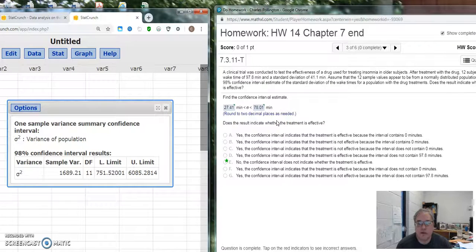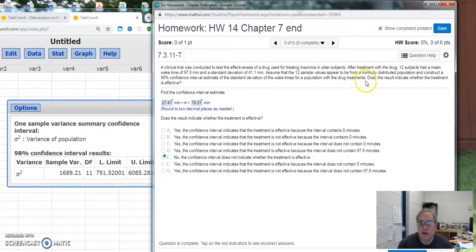Now, next question, looking at this problem, do the results indicate whether the treatment is effective? This is irrelevant. Finding a standard deviation is irrelevant to whether the treatment is effective. I mean, the mean would be what you'd want to look at for wakefulness, not the standard deviation of the mean. So no, the confidence interval does not indicate an effective treatment.